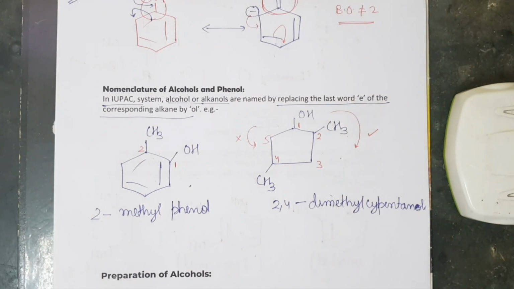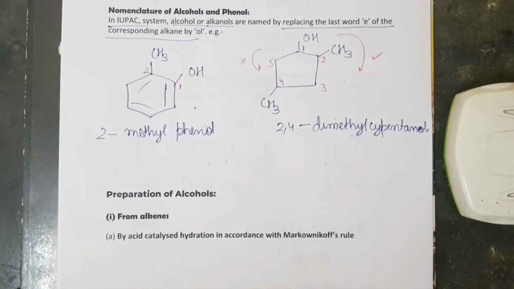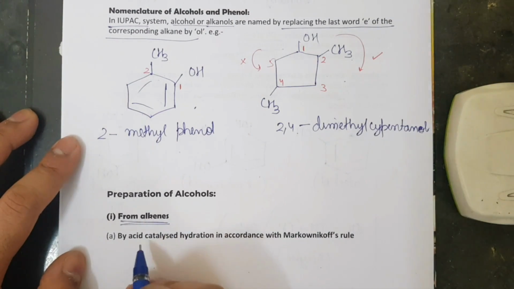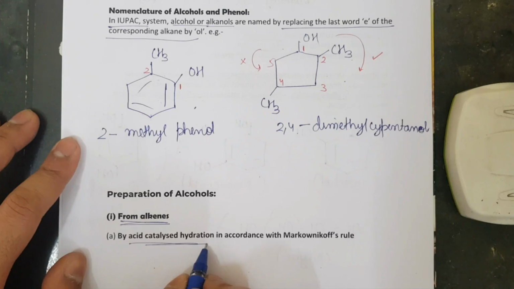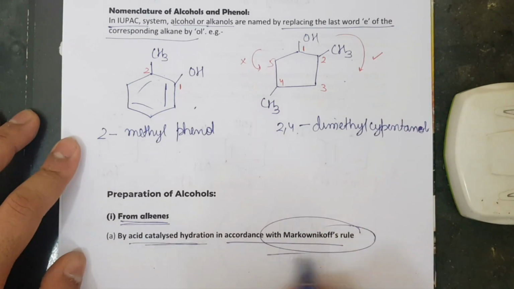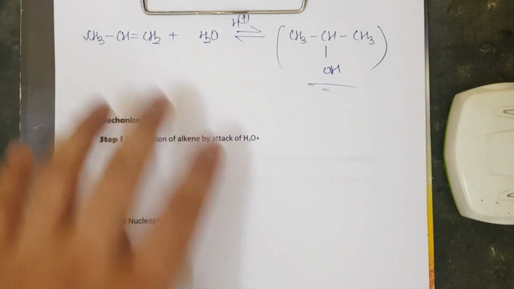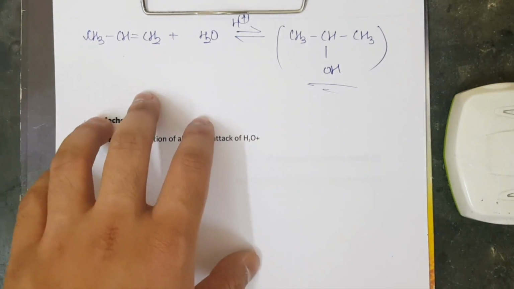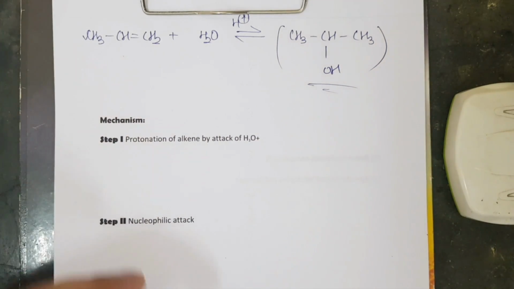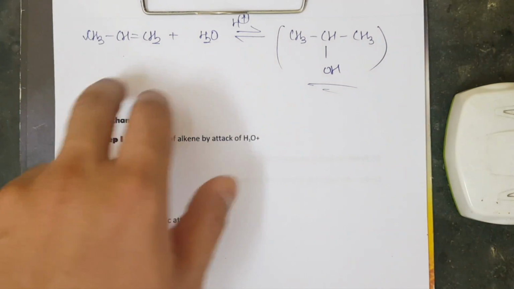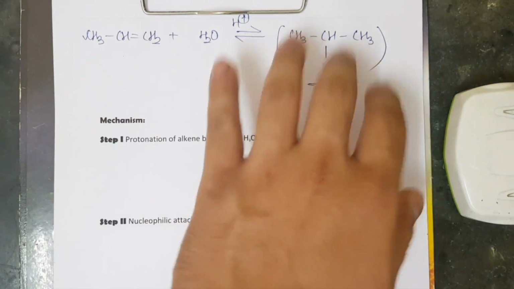Okay. Now let us move on to the very important preparation of alcohols. First method is from alkenes. उसमें भी first method है acid catalyzed hydration in accordance with the Markovnikov's rule. This is very important. So this is one of the reactions which I am taking as an example. Please understand that the steps are very important as given in the NCERT. So I'm taking the steps also. So this is a reaction which has been given to you. इसमें ये form होता है.